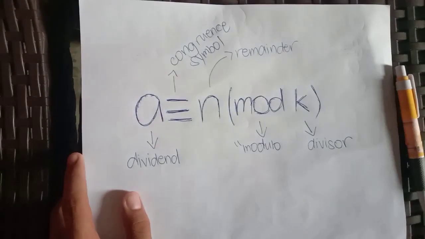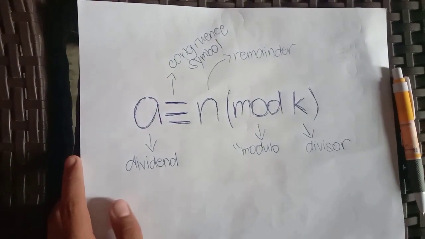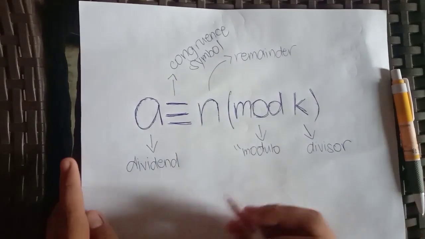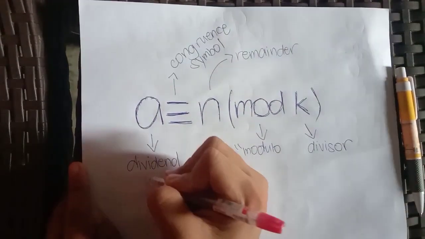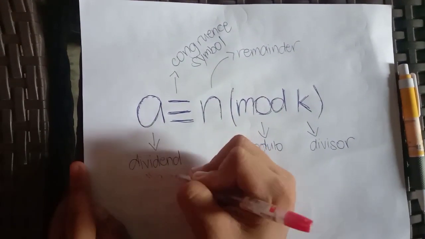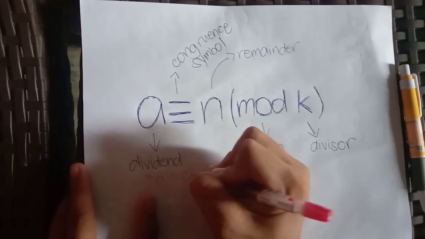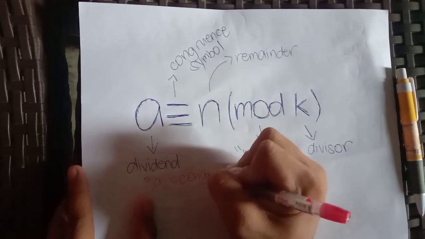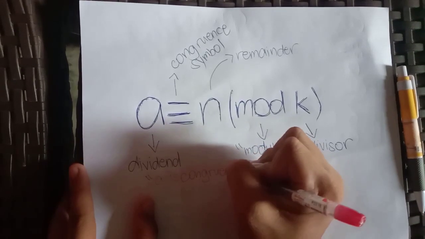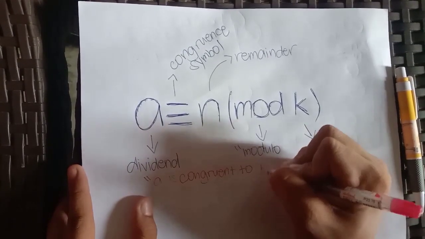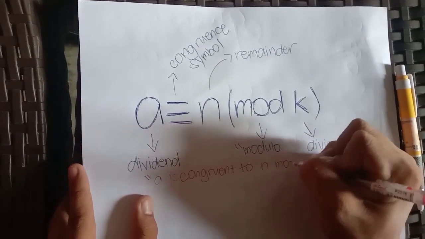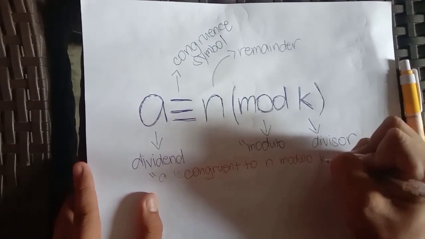So, to pronounce this statement, it goes as follows. A is congruent to N modulo K.